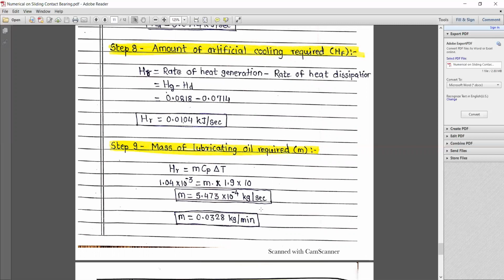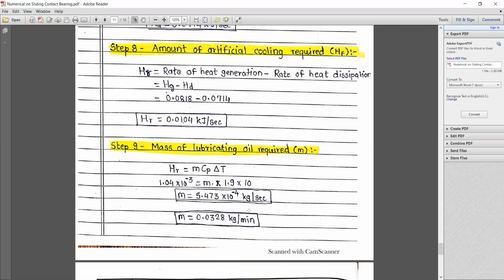dissipated. After calculating, what we get is 0.0104 kilojoule per second. So that much heat should be carried away by using artificial cooling. Next, we need to calculate the mass of lubricating oil required to carry that much amount of heat. So HR is equal to m Cp delta T.